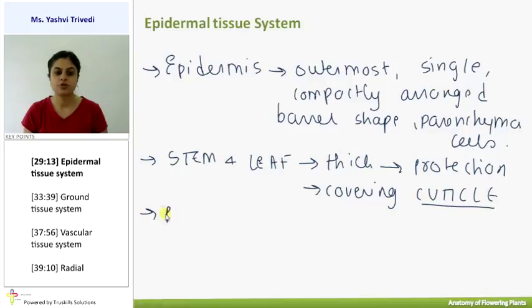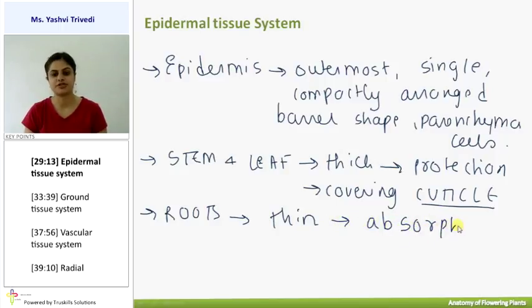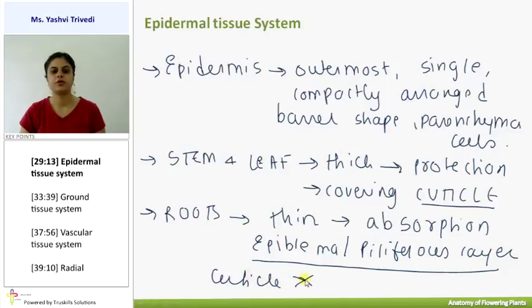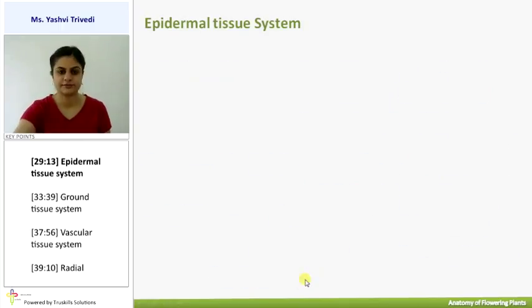In case of roots, the layer of epidermis is very thin walled. Why? Because they are involved for the purpose of absorption. So in this case they are said to be epiblemma or piliferous layer. And over here cuticle would be absent. No cuticle would be present on the epiblemma or piliferous layer of roots.